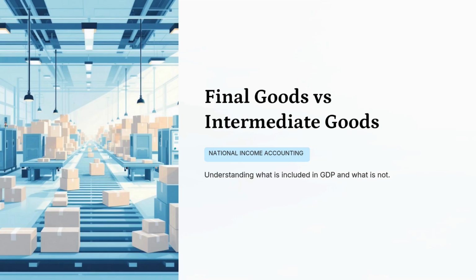Today, we're looking at the difference between final goods and intermediate goods. This distinction is crucial in national income accounting because it helps us understand what is included in GDP and what is not.